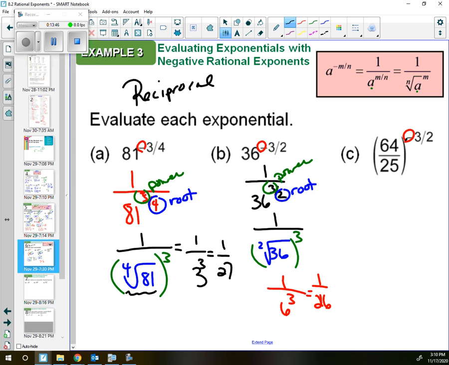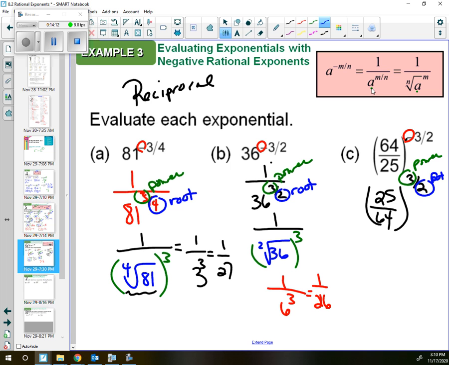So 64/25 to a negative exponent means the same thing then as 25/64 raised to the positive 3/2. It means reciprocal, 1 over. So just do the reciprocal of that fraction, and then you can do the top and bottom separately like we were doing before. So we have our root, which is going to be the square root, and then we have our power that we're going to raise it to. Let's just do each number separately.